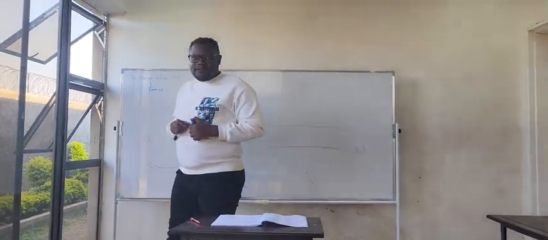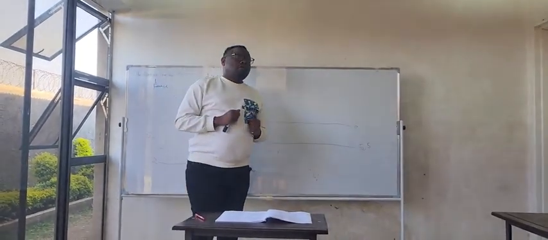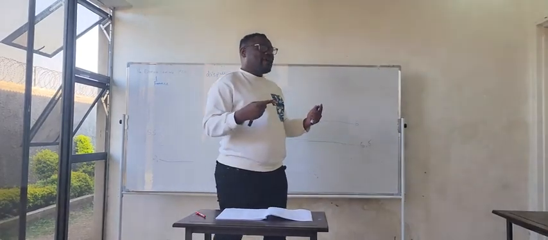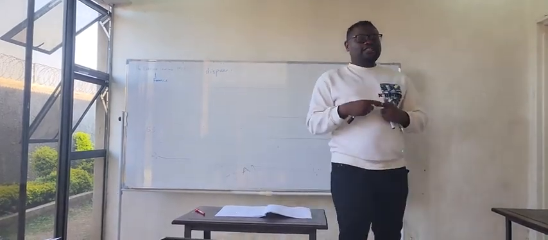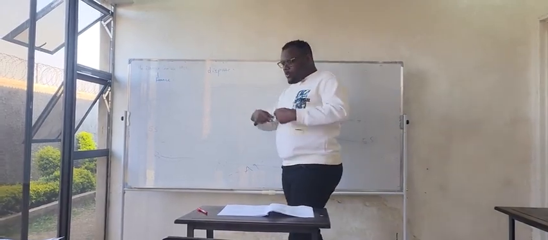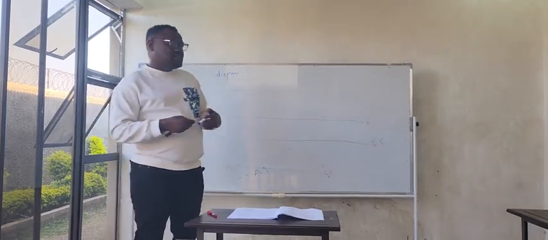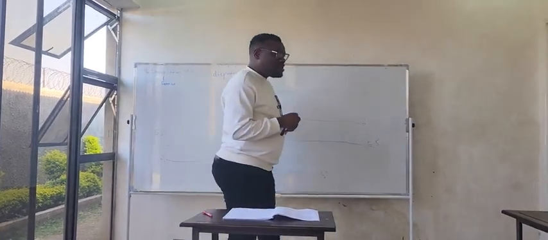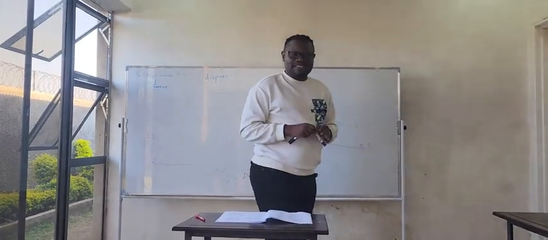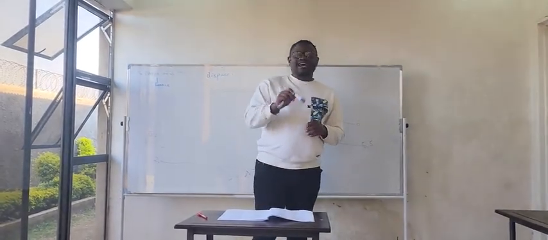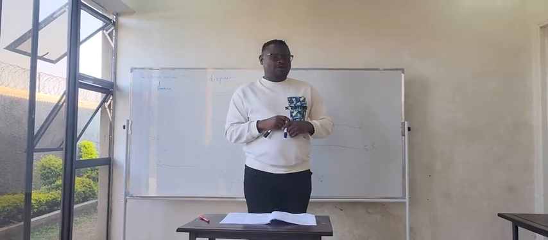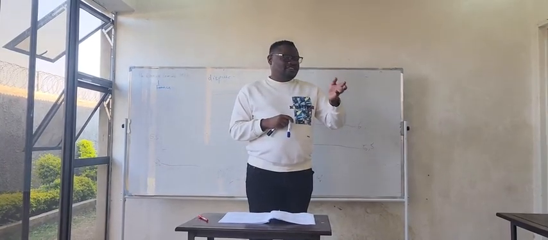Let me explain here. France and Britain were at loggerheads. When I say they were at loggerheads, they were always quarreling over colonies. But later on, they discovered something. They discovered that they had a common enemy. And what's the name of that common enemy? It was Germany.